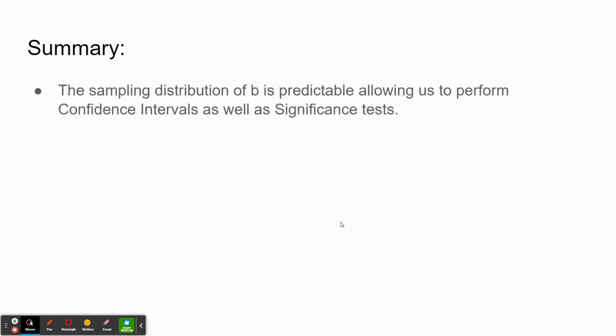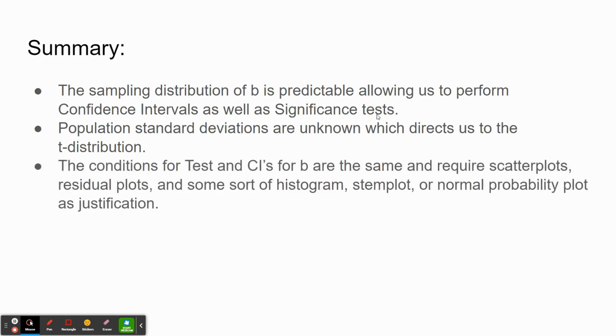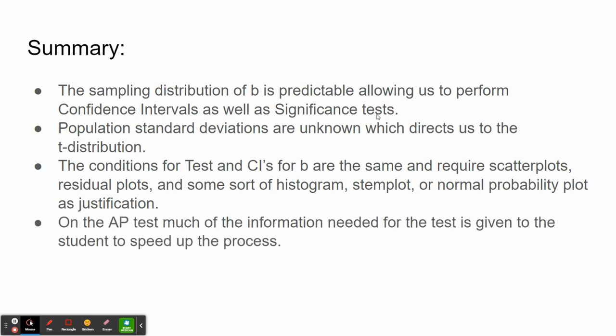So in summary, the sampling distribution of b is predictable, allowing us, as long as the conditions are met, to construct confidence intervals and perform significance tests. The population standard deviations are unknown, which means we have to go to a t-distribution. You're going to require a bunch of plots to do your justifications of the conditions. The AP test is going to give you Minitab output and give you graphs most of the time, so you can just reference those. If they don't, make sure you're always making copies. You can't reference a graph that you haven't shown.